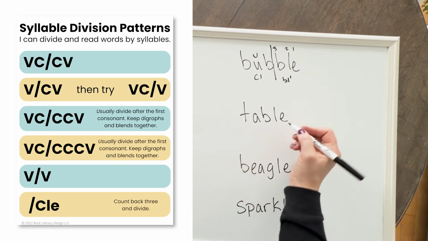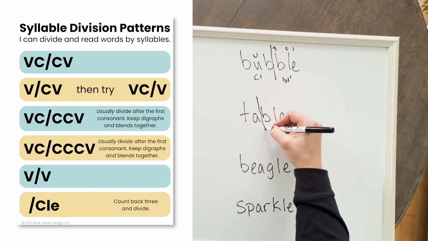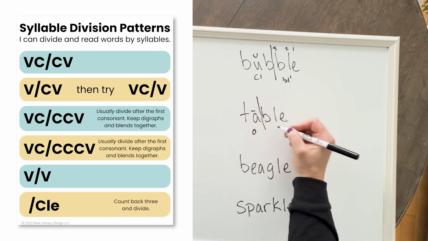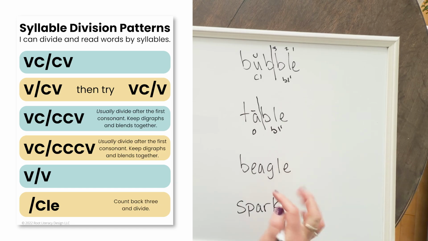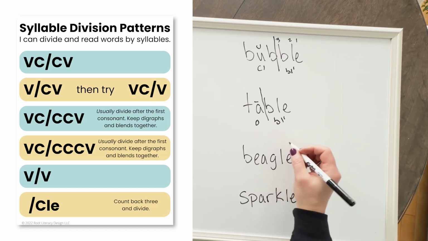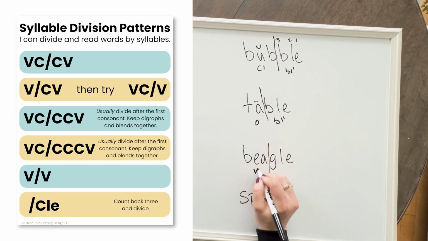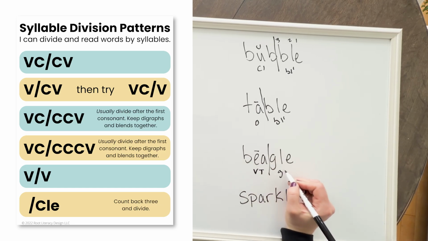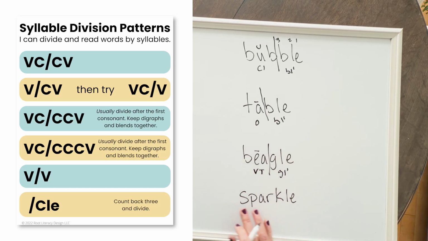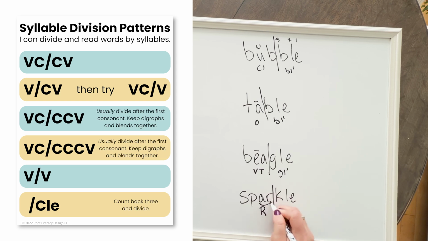In this word here, count back 3, divide. A is open and says A. BLE is bull, table. This word here, count back 3 and divide. EA is a vowel team saying E, and GLE says gull, beagle. And the last word, count back 3 and divide. AR is R controlled and says ar. KLE says kul, sparkle.